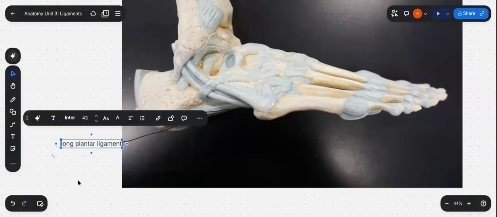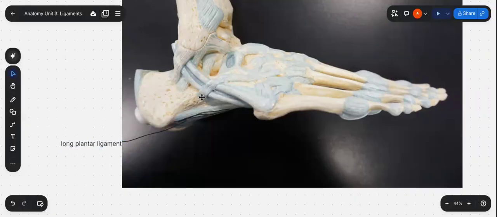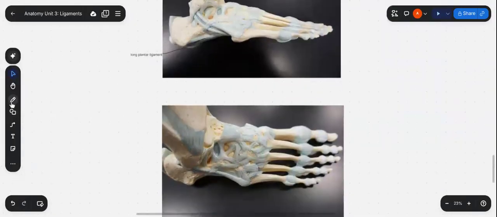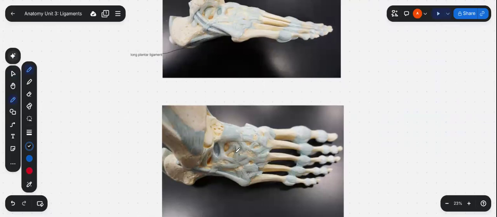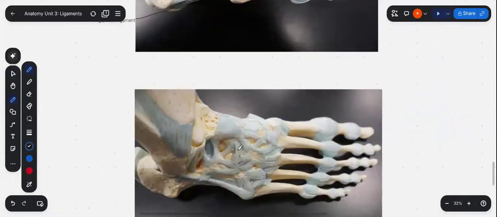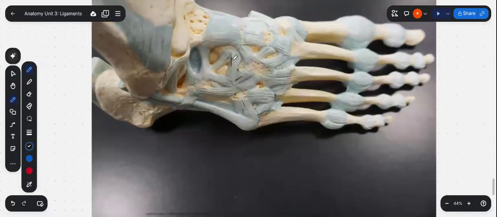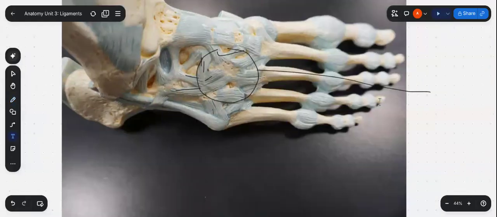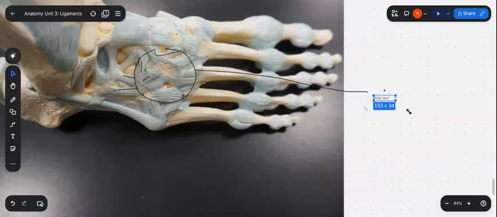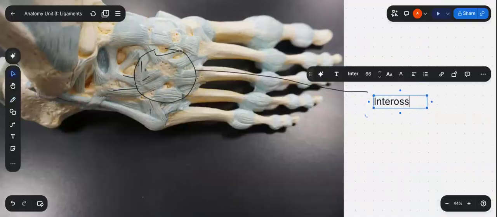Next, you have your interosseous tarsal ligaments. So the interosseous tarsal ligaments are basically just going to be all of these interwebbed ligaments over here that you can see. They kind of just form this very long, big network. So all of these guys. And for spelling, interosseous tarsal ligaments.